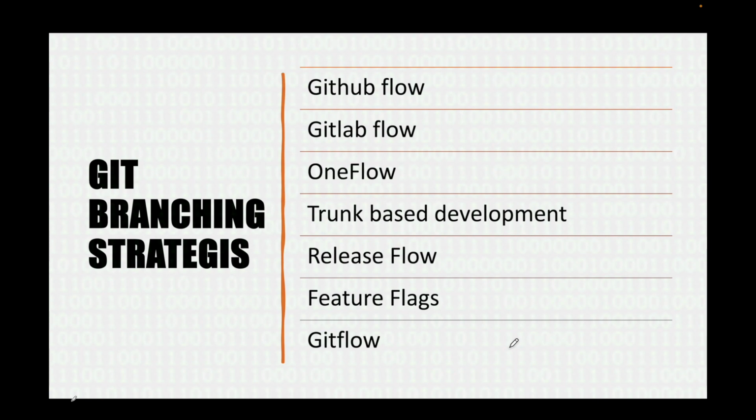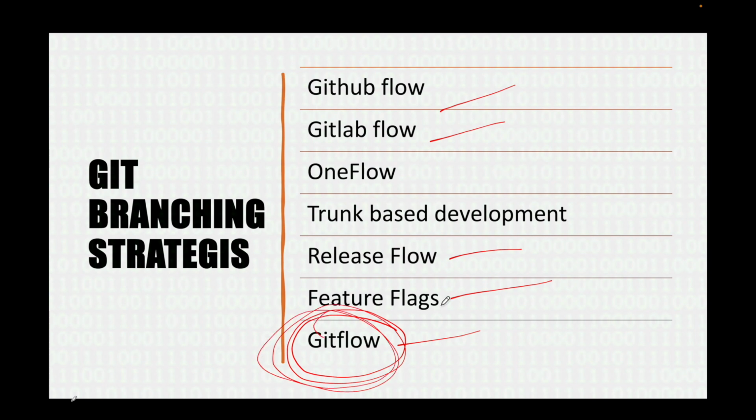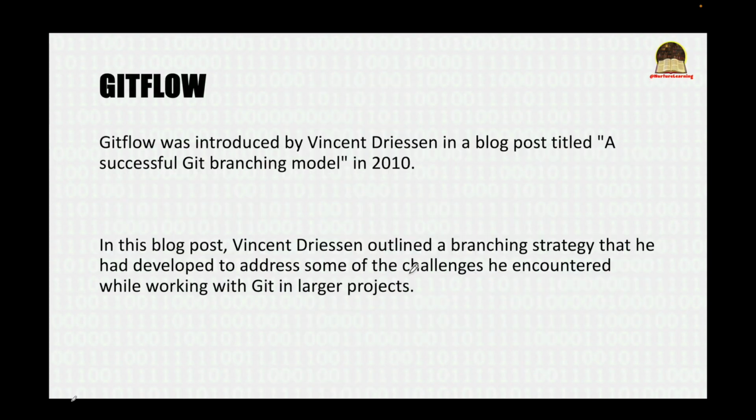Now, what are some of the key branching strategies which are available? I have just listed them here: GitHub Flow, GitLab Flow, OneFlow, trunk-based development, release flow, feature flags, Gitflow. And Gitflow is what we are going to discuss in this video today. So Gitflow was introduced by Vincent in a blog titled "A Successful Git Branching Strategy Model" in 2010.